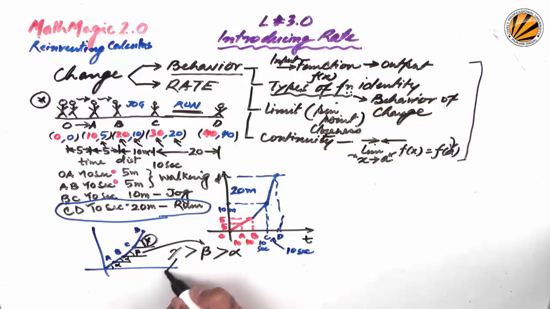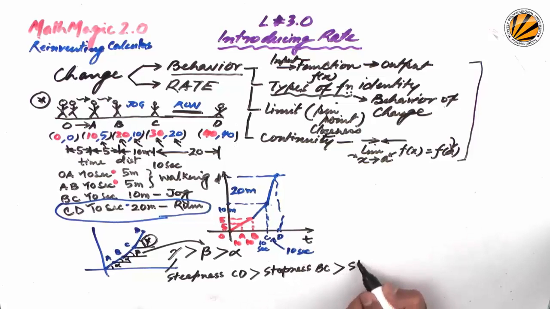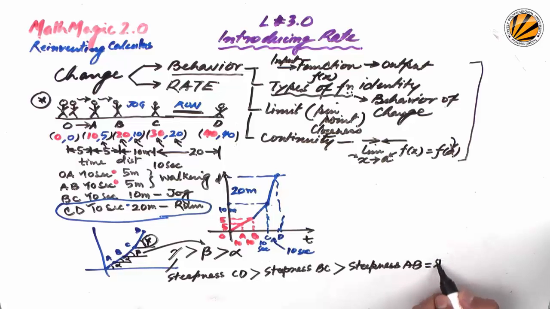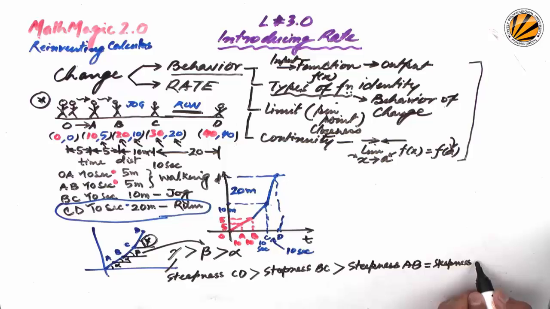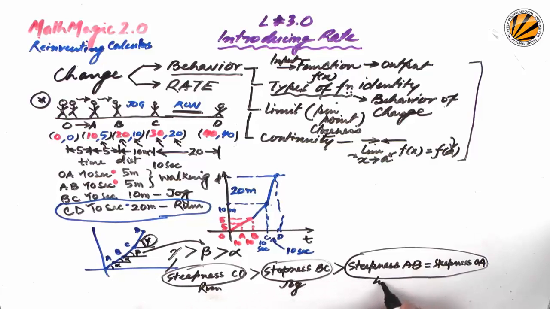Means the inclination or the steepness between point C and D is greater than the steepness between point B and C, which is greater than the steepness of the line drawn between A and B, which is equal to the steepness between point O and A. Now here the steepness remains same, which is less than the steepness of this, which is less than the steepness of this. Here he was running, here he was jogging, and here he was walking.